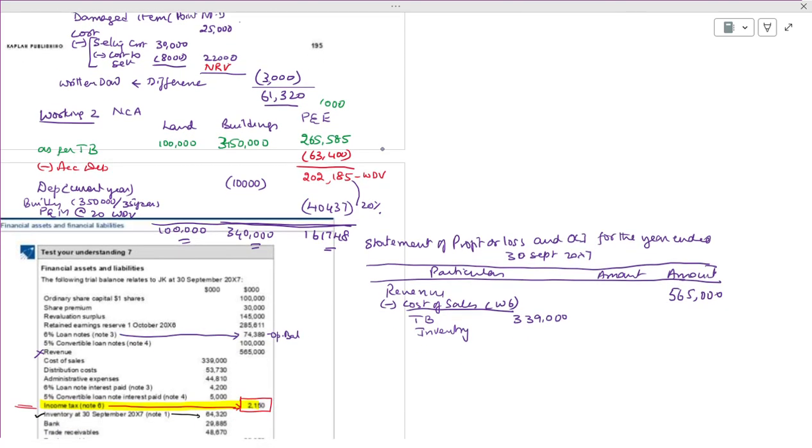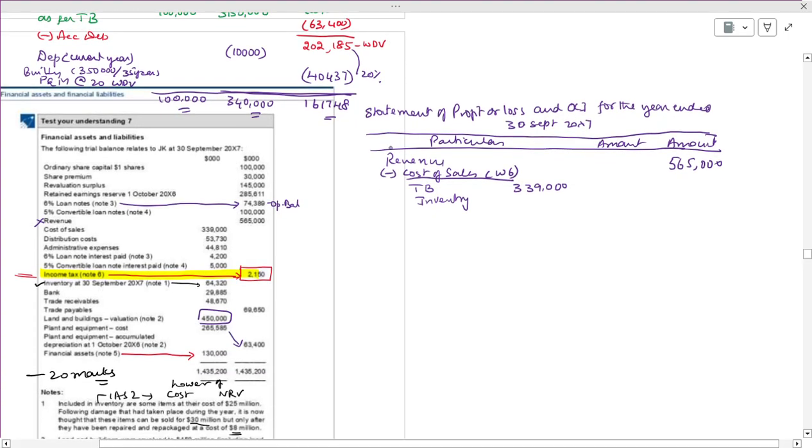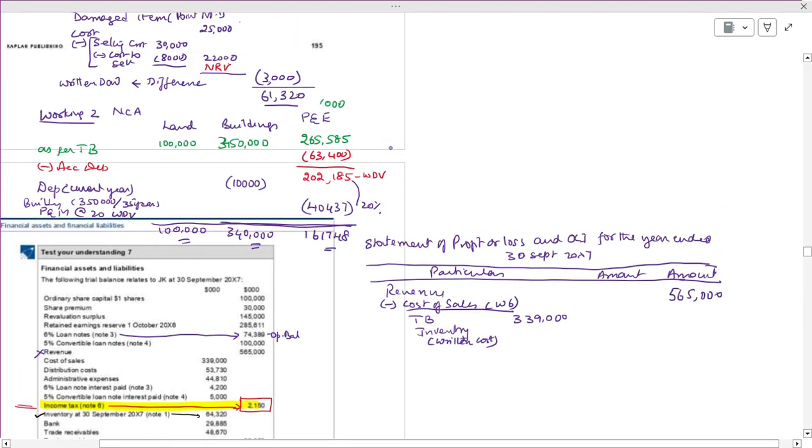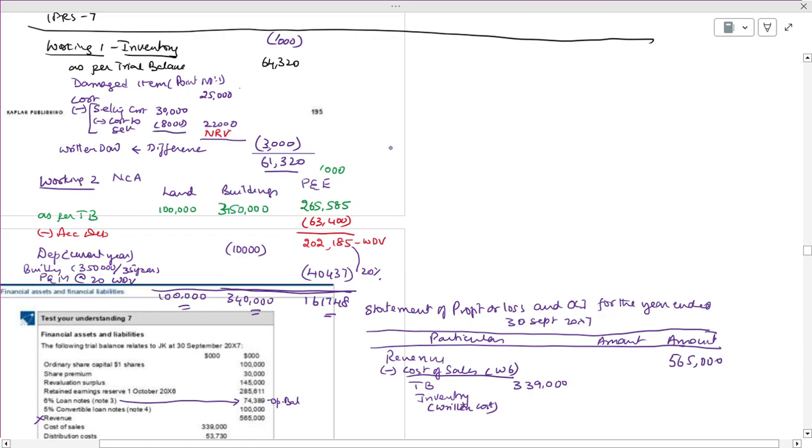I will write it completely. Inventory written down. It is the cost, no? Only that we have taken. Okay. The value of inventory is 339. What have we done? We are not taking anything for that. We are taking only the value which has been written down. How much is written down?